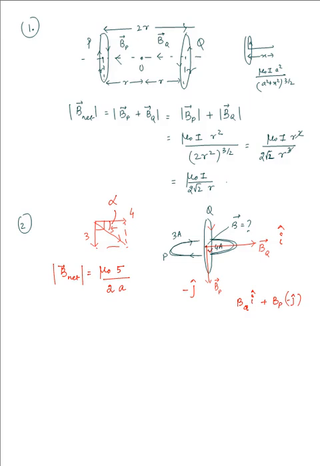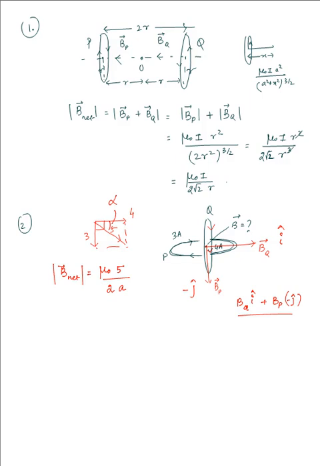So magnitude obviously is equal to, because they are perpendicular to one another, you'll be getting square root of BQ squared plus BP squared directly. So if you are well versed with vectors, then you'll be able to get the perfect result quite easily.